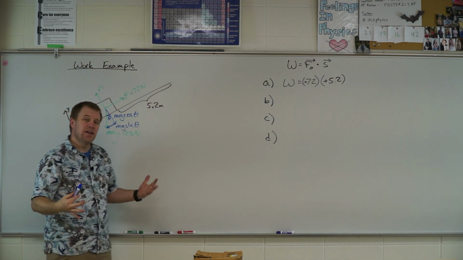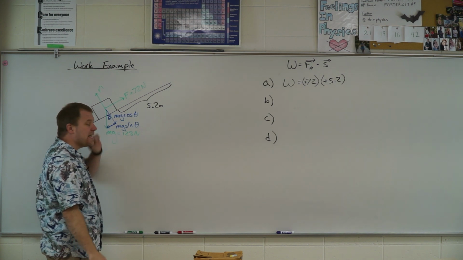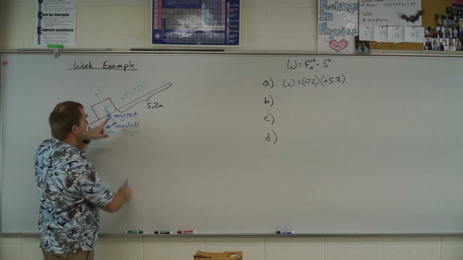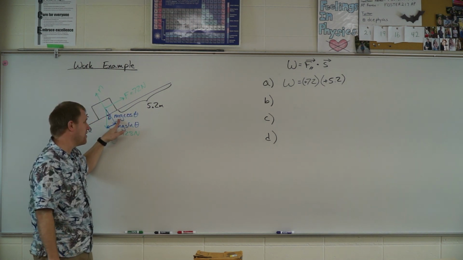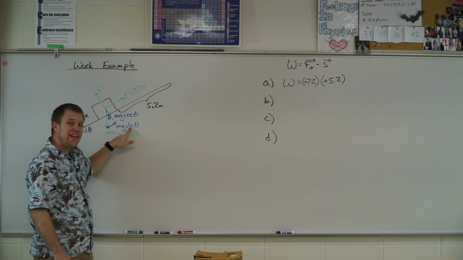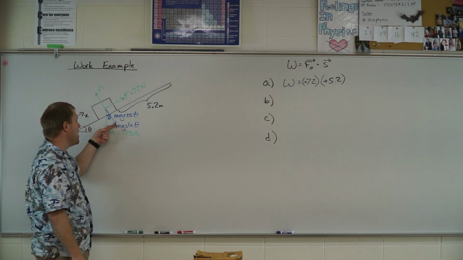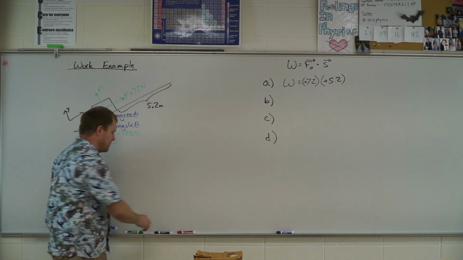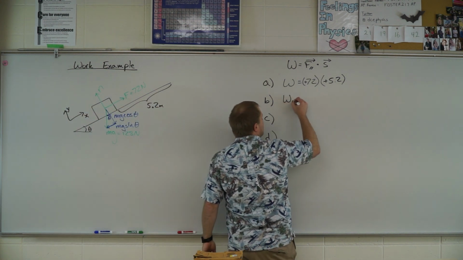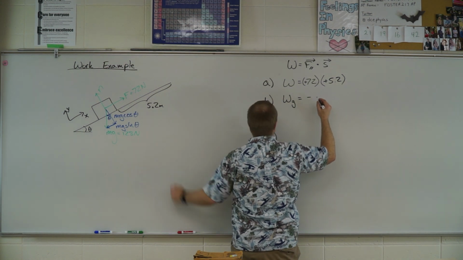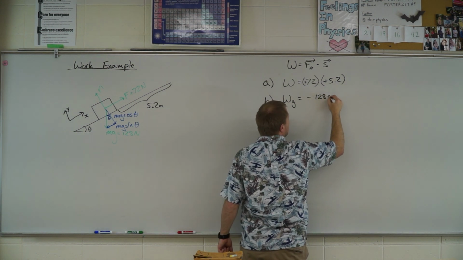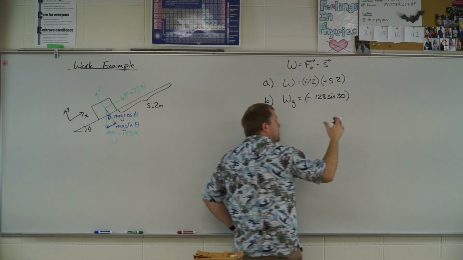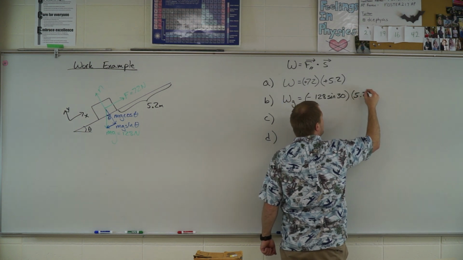And I want to find the work done by gravity. So I have to find the work done by each of those components. Well, this component is perpendicular to the displacement, so no work is done by mg cosine theta. However, mg sine theta does do work because it is parallel with that 5.2 meters. But you'll notice mg sine theta is pointing in my negative direction. So the work done by gravity here is going to be negative mg sine theta, which is going to be 128 times the sine of 30, so that is the force of gravity pushing down that incline, times my 5.2.